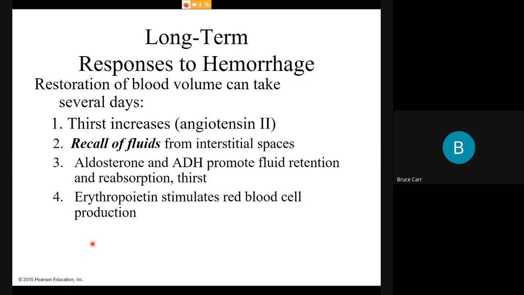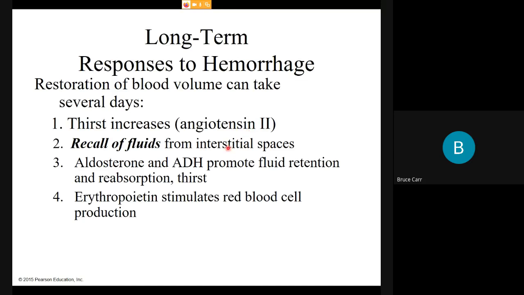The long-term responses to hemorrhage are restoring blood volume, and that can take several days. One of the things angiotensin does, which is very important, is to increase your thirst. Although your hematocrit, the proportion of your blood that is blood cells, will go down with hemorrhaging, you can increase the pressure just by replacing the plasma. Drink a couple of quarts of water, and that will bring a short to couple of days response to blood pressure.